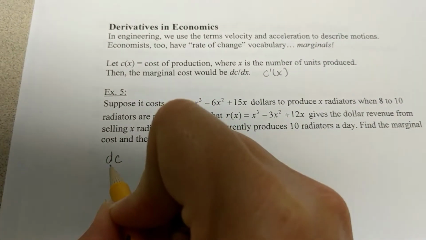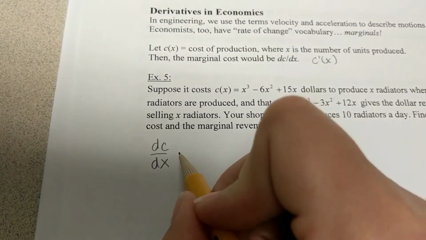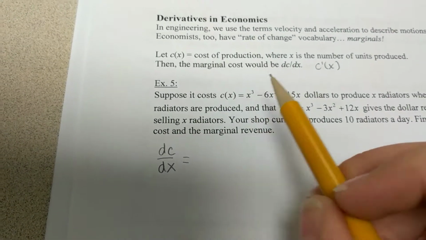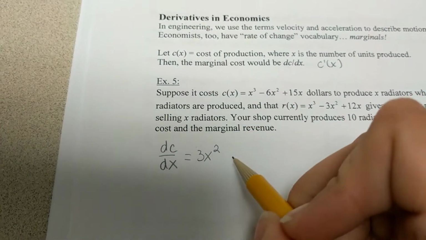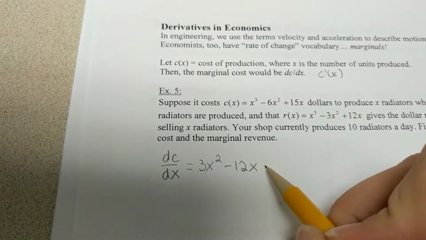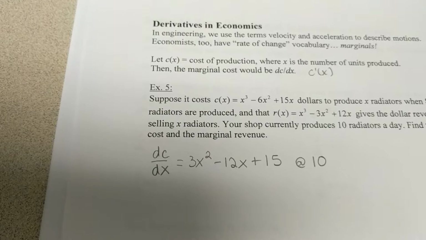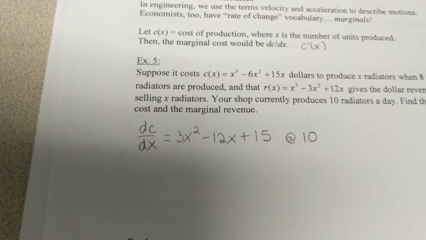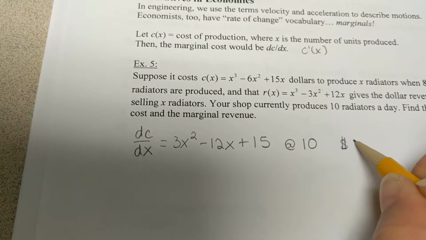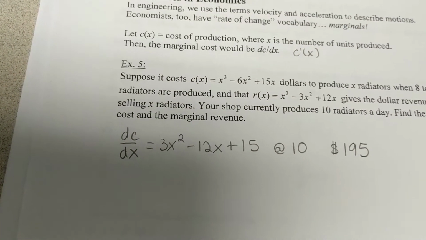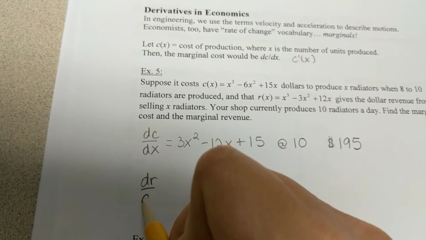So our first one is the change in cost, dC/dx. We can just use our power rule here, bring the 3 down, so we get 3x squared. Bring the 2 down, minus 12x plus 15. And then they want to know at 10. So if we plug in 10, we get, give me a second, should get $195.